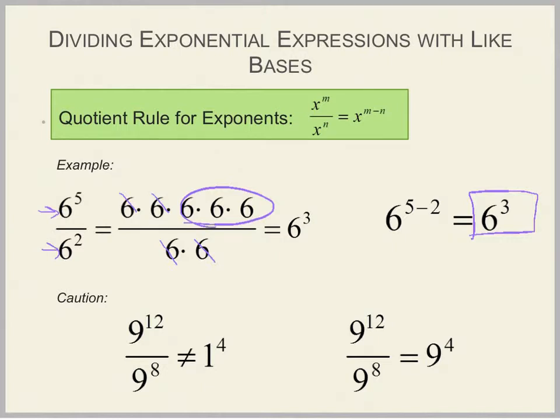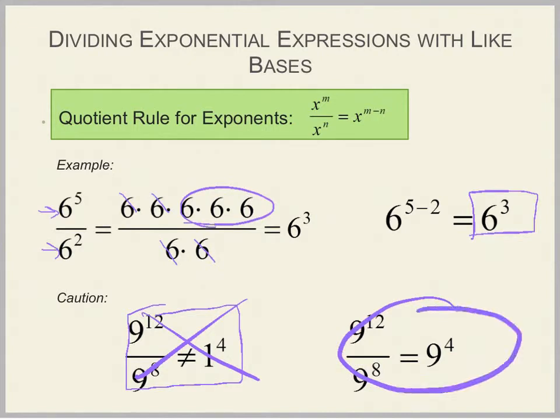Be very careful that you do not divide those bases away. So 9 to the 12th divided by 9 to the 8th is not 1 to the 4th. We have to recognize that this is 12 9's being multiplied and divided by 8 9's. So 9 to the 12th divided by 9 to the 8th is 9 to the 4th, not 1 to the 4th power.